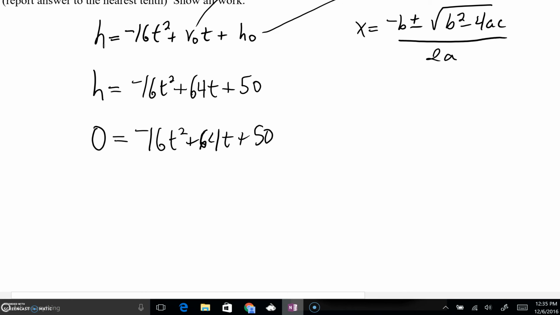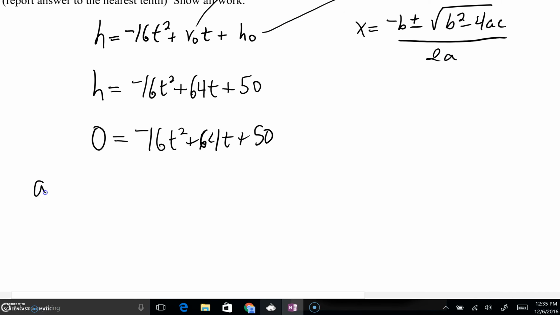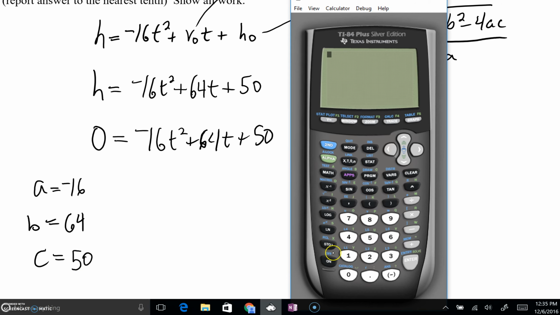Now, what you want to do, again, is make use of your calculator. You want to store your A, B, and C. So our A is going to be negative 16. Our B is 64. Our C is going to be 50. And it won't take you too long to get this typed in. We'll type in negative 16, store that in for alpha A. Type in 64, store that for alpha B. Finally, do 50, store, and hit alpha C.